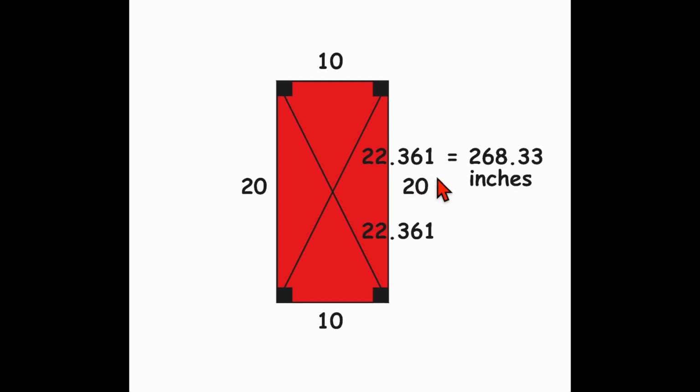So at the end of the video, the presenter switches from feet to inches. You just have to be aware. So he's looking for a diagonal that has a length of 268 inches and 1/3 of an inch.